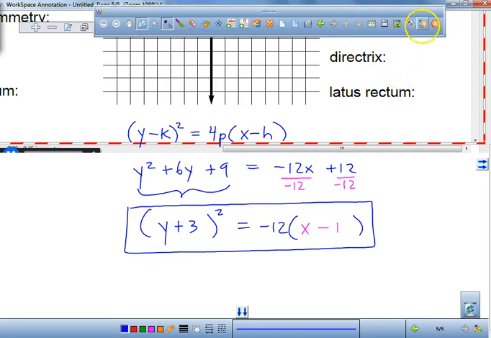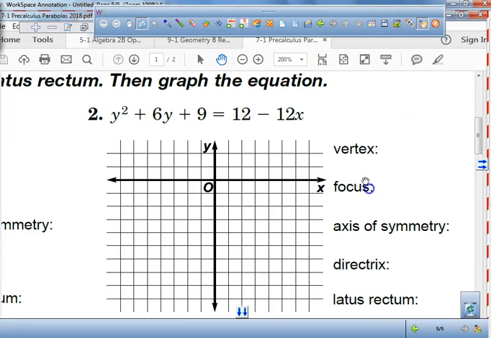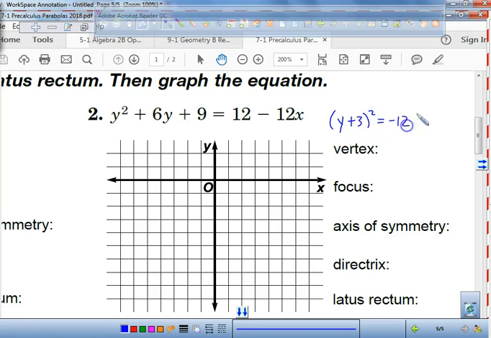All right, so I'm going to go all the way up here, put it at the top of the page. I'm going to put (y + 3)^2 = -12(x - 1). Was it minus 1 or plus 1? Minus 1? Okay, that's right. And then right above it, I'm going to put (y - k)^2 = 4p(x - h).